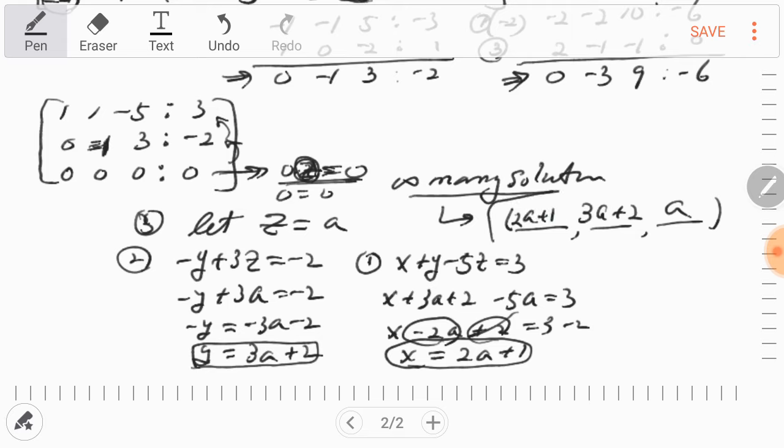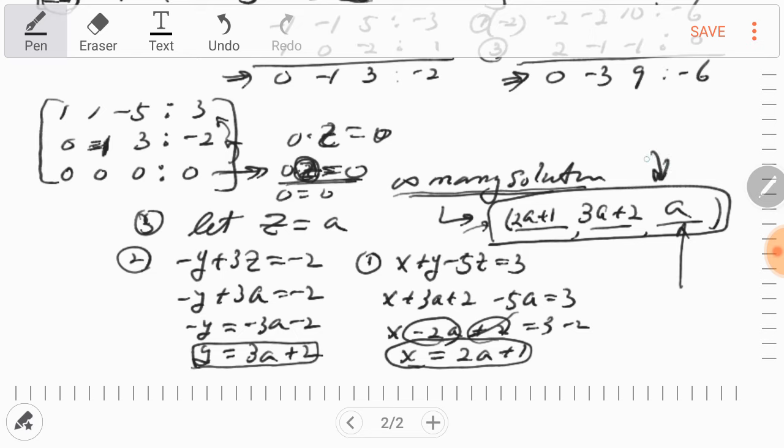So this is the ordered triple that represents infinitely many solutions for the system of equations. Why infinitely many solutions? Because the equation of the third row is 0 times z equals 0. So z can be any real number. There are so many z values. Plug in a z value, then you have one ordered triple, and try another z value, then you have another ordered triple as a solution. So there are infinitely many solutions, and this is the ordered triple that represents the solutions.